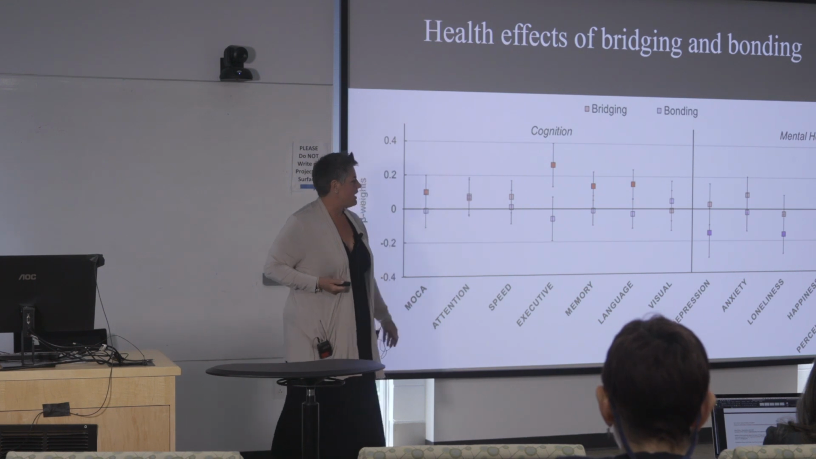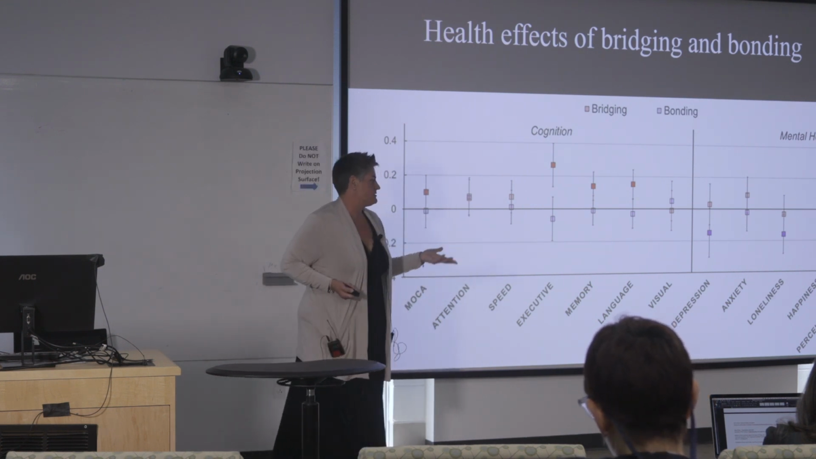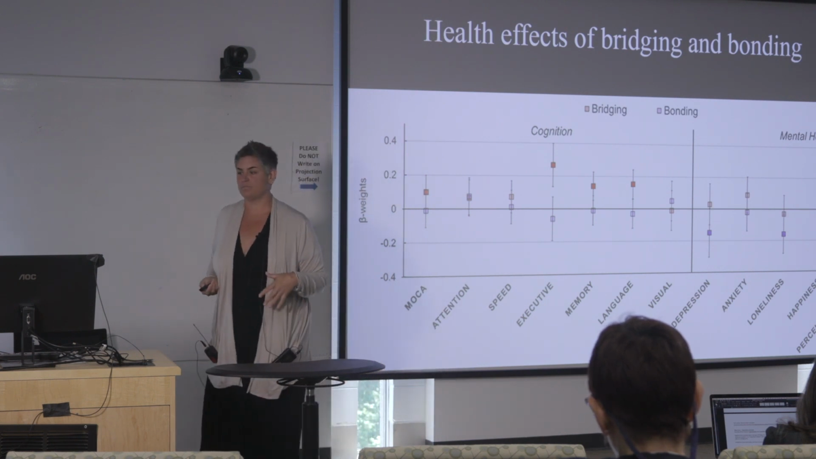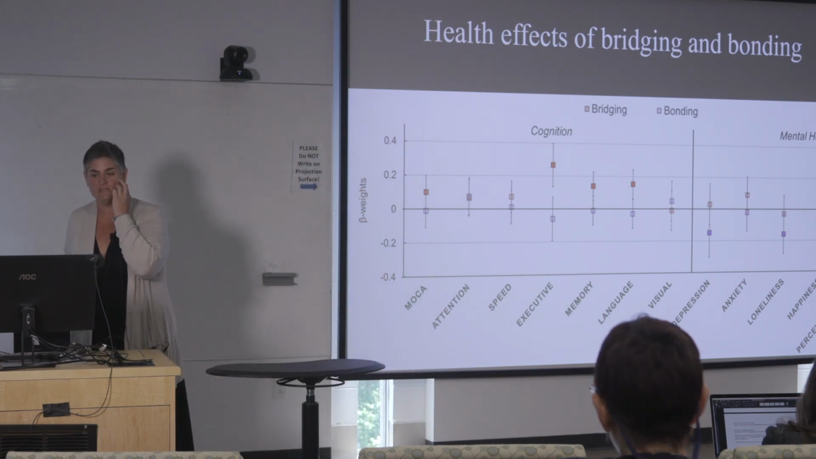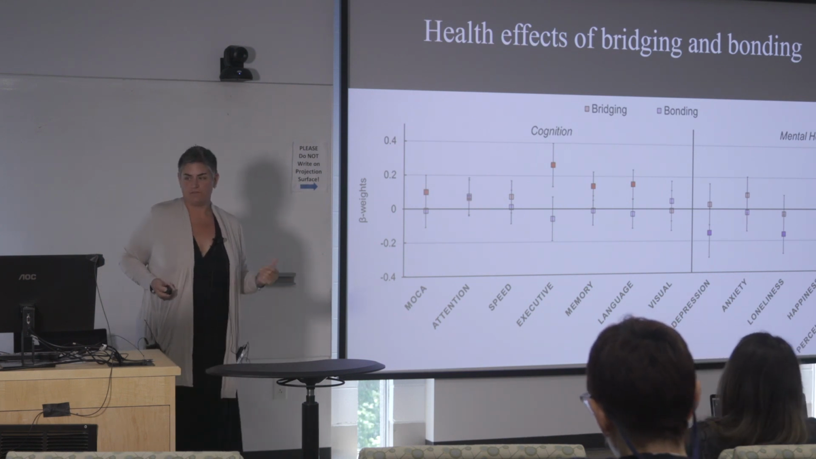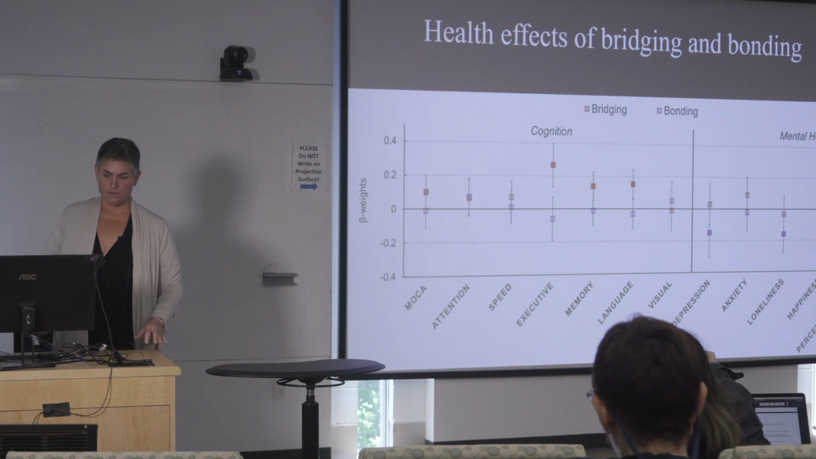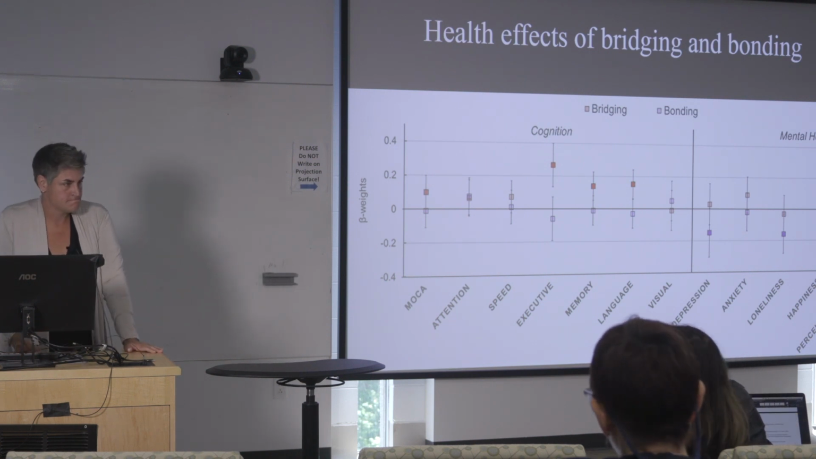So if we look at mental health, it's really the bonding that matters, right? So higher bonding is associated with more happiness, perceptions of support, lower depression, lower levels of loneliness. Whereas bridging doesn't matter for mental health. Sure. Are those items at the bottom different components of the MoCA?